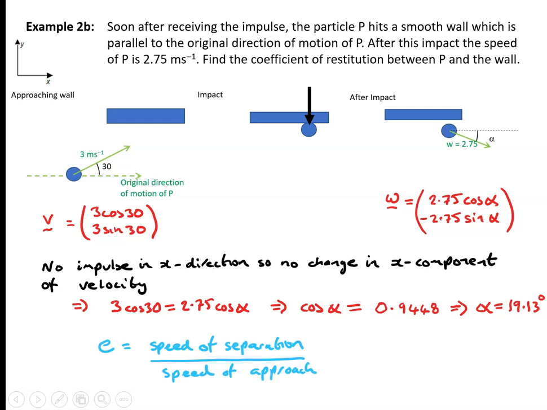Now e is the speed of separation divided by the speed of approach. The speed of approach is 3 sin 30. The speed of separation is 2.75 sin alpha. So e is 2.75 sin alpha divided by 3 sin 30, which gives me 0.601.